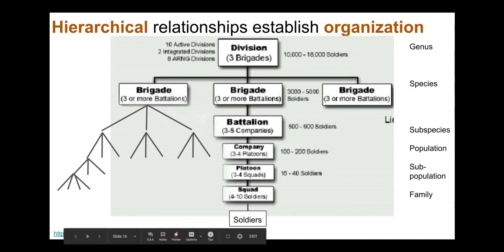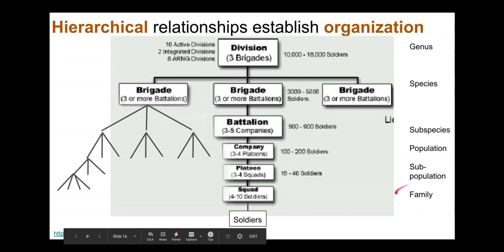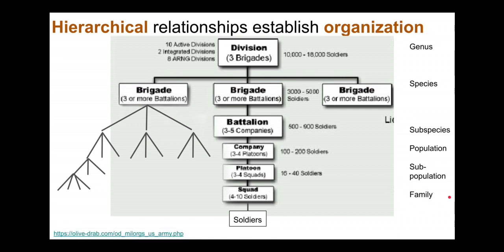And this roughly could be considered similar to genus, species, subspecies, population, subpopulations, and then family, in this case meaning actual family of organisms, would be roughly analogous to this.